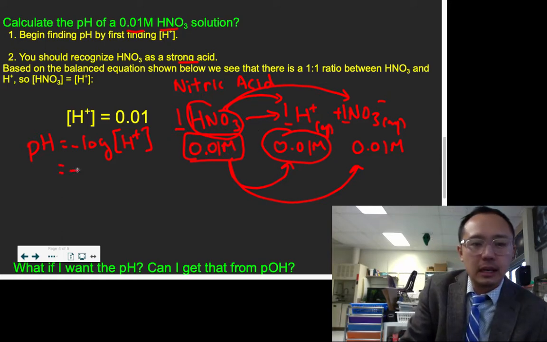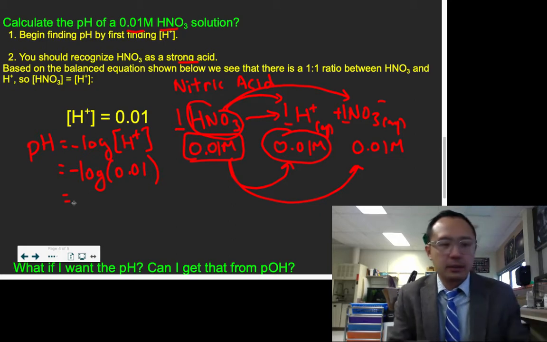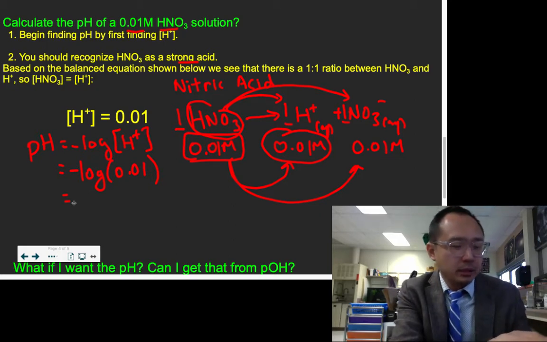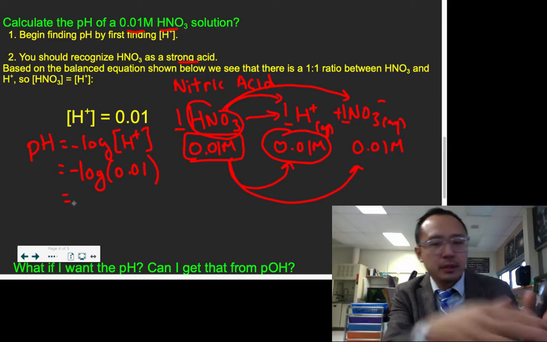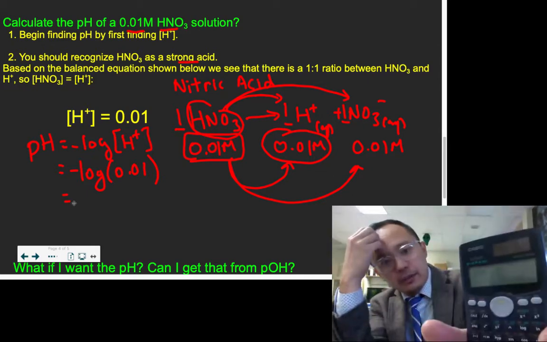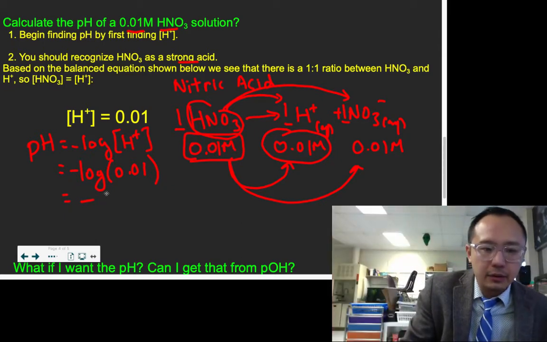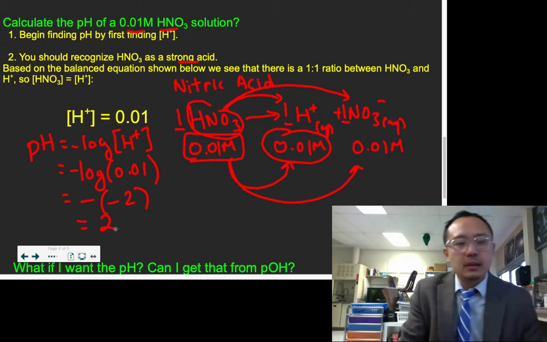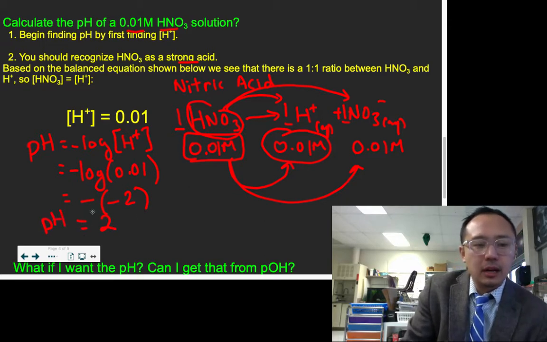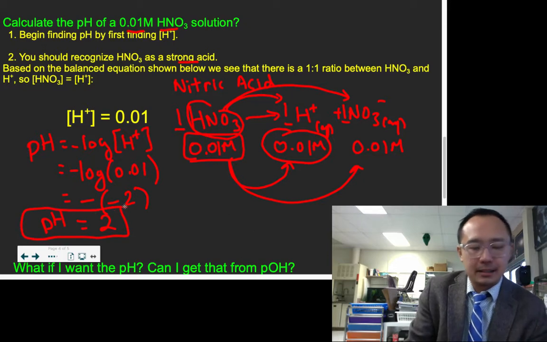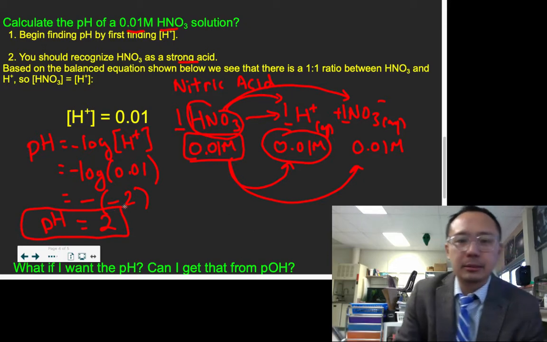So then you plug that concentration in, 0.01 molar, and try this on your calculator. So I'm going to put log 0.01. Sometimes I like to put log first. Once I do that, I get an answer of -2. Since there's a negative in front of the log, a negative on a negative will give me a 2. So this will give me a pH of 2 for that nitric acid. That's how you calculate the pH.